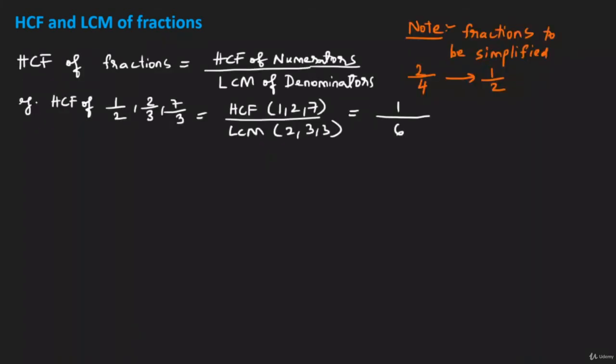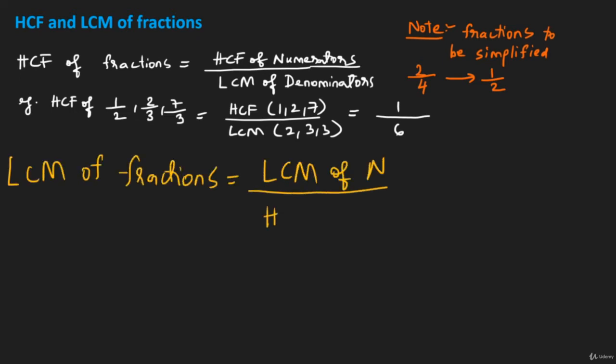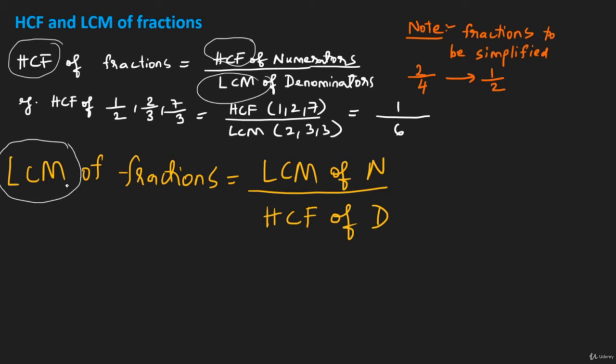Alright, let's find out the LCM of fractions. The LCM of fractions would be the LCM of the numerators divided by the HCF of the denominators. There's an interesting thing that you can note over here. When we try to find the HCF of fractions, we had HCF in the numerator and LCM in the denominator. Now, can you see the pattern over here? When you're trying to find the LCM of fractions, you have the same thing, LCM in the numerator and the other thing, HCF in the denominator. Alright, that's an interesting pattern so that you don't forget this formula.